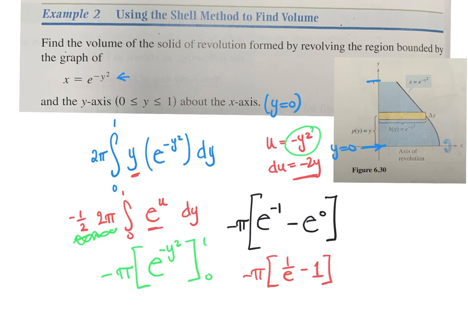If you distribute that, it's fine, or you can just plug it into your calculators. They distributed it, and they distributed this negative through, so they ended up with 1 pi minus pi over e. But you don't have to even worry about that. You can plug it in right here and get 1.986.